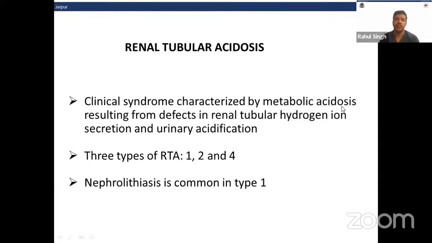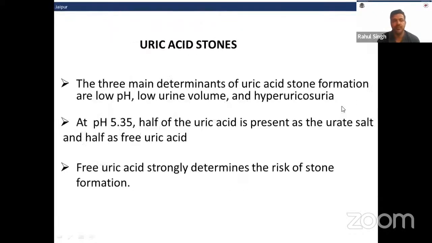Now, renal tubular acidosis. It is a clinical syndrome characterized by metabolic acidosis resulting from a defect in renal tubular hydrogen ion secretion and urinary acidification. Mainly, there are three types. Nephrolithiasis is common in type 1.